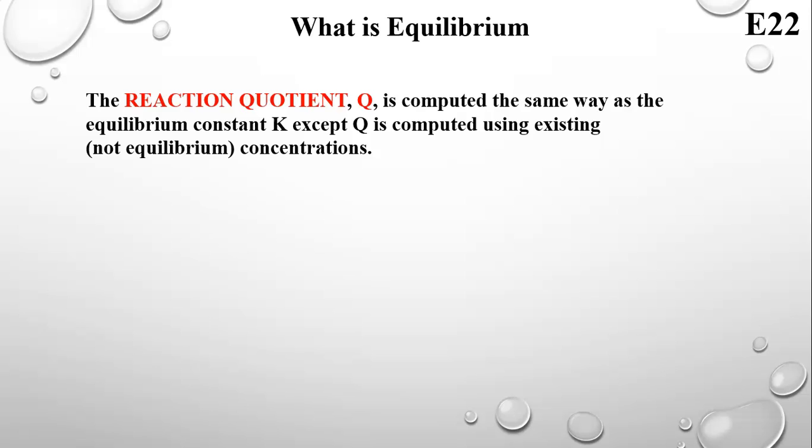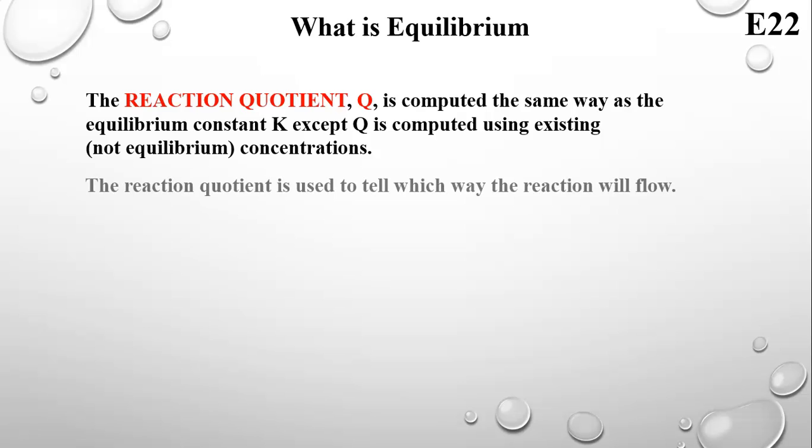So what if you computed the equilibrium constant, but instead of using equilibrium concentrations, you used whatever happens to be the concentration at that particular time? It could be almost all products and very little reactants, or almost all reactants and very little products. Well, you'll get some number that's not exactly K, unless you just happen to hit the equilibrium concentrations exactly. You'll get some number that's not K, and we call that number Q. So the reaction quotient is used to tell which way the reaction will flow.